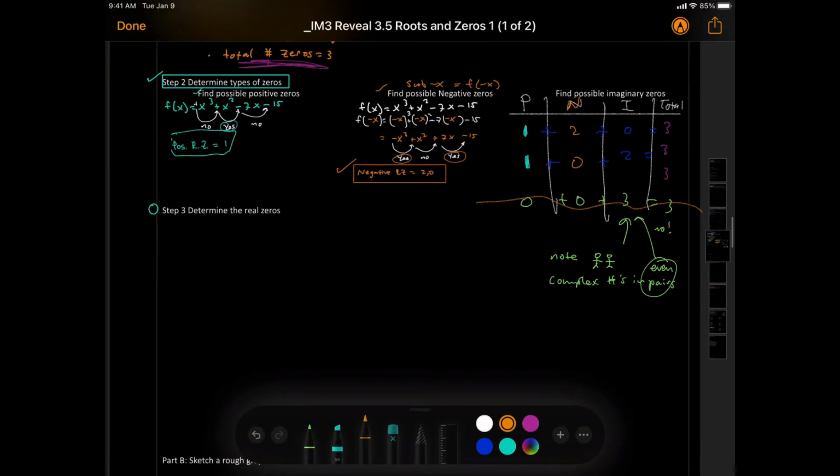Okay, let's determine the real zeros here. This is how the book presents it, and I'll show hopefully a little more efficient way. They pick a table of values.